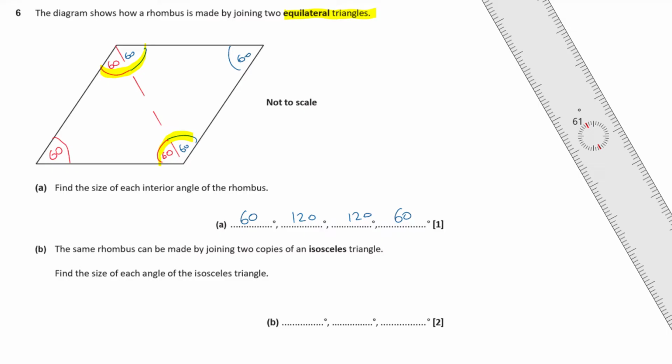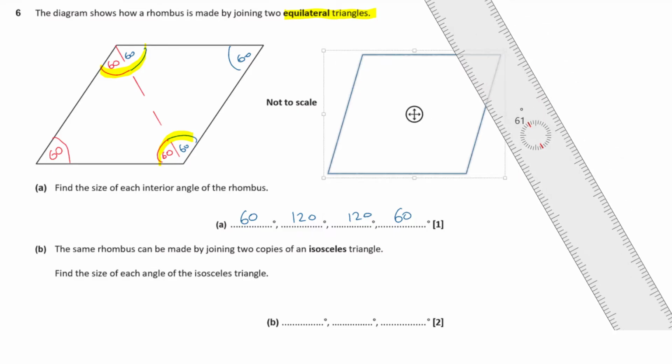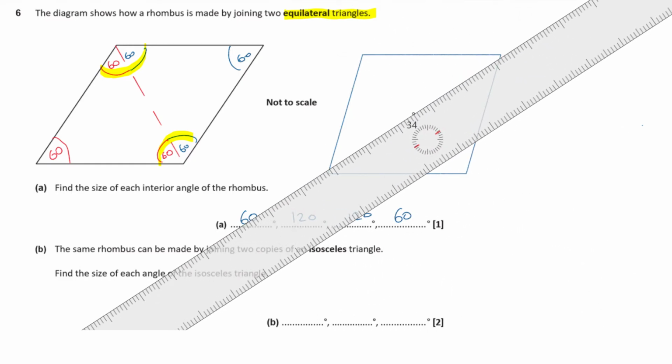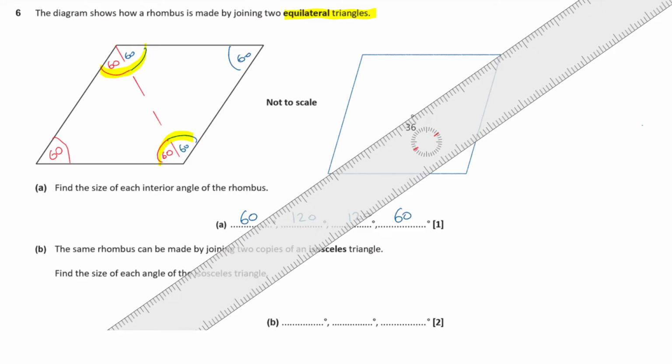The same rhombus can be made by joining two copies of an isosceles triangle. Find the size of each angle of the isosceles triangle. Okay, so I'm just going to draw another rhombus next to this one. In the last one, we divided from that corner to that corner, and we were told that they were equilateral triangles. But we could have divided it that way instead, couldn't we?